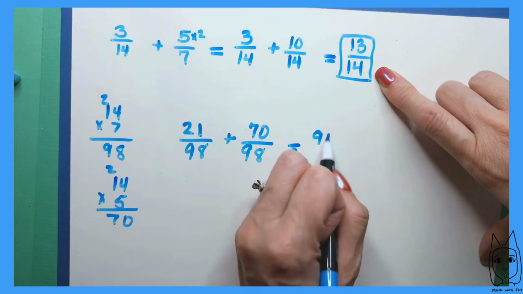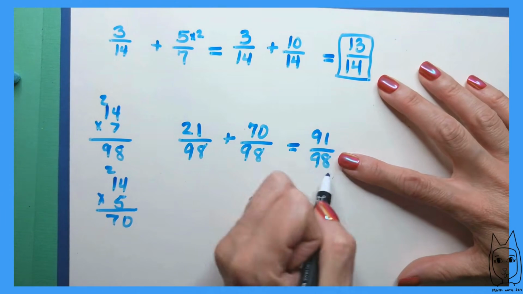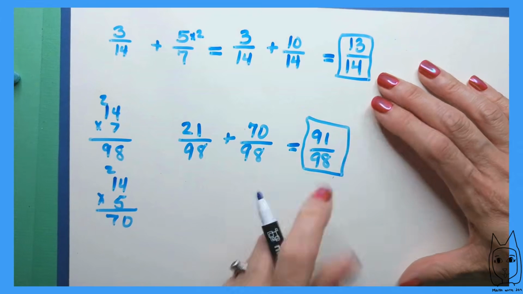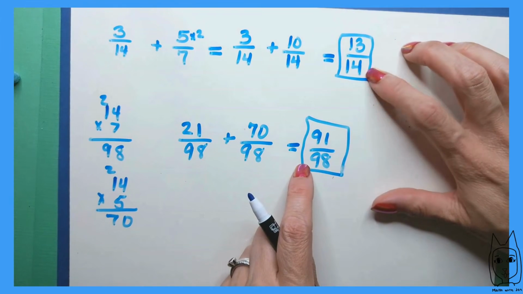So this gives me 91 over 98. The two are equivalent to each other. They're the same answer. This one's broken up into 98 equal parts. This one's broken up into 14 equal parts.